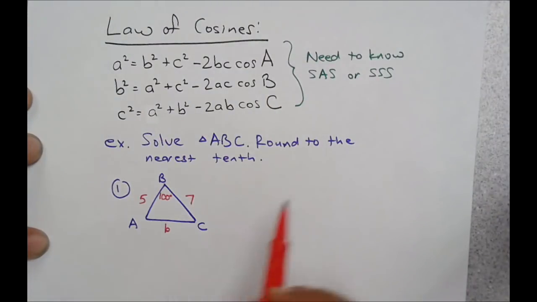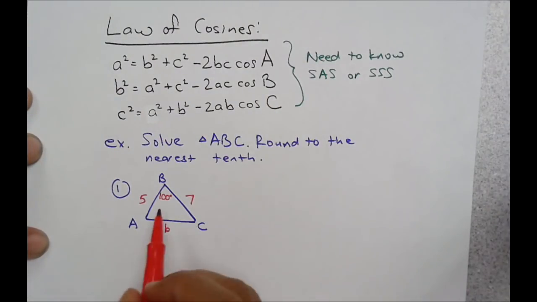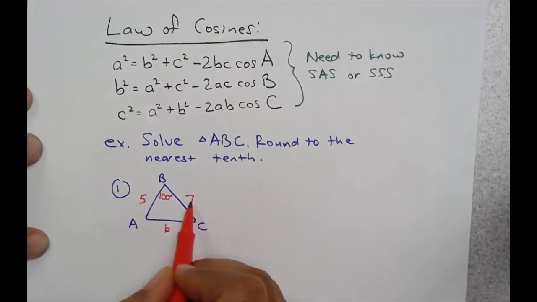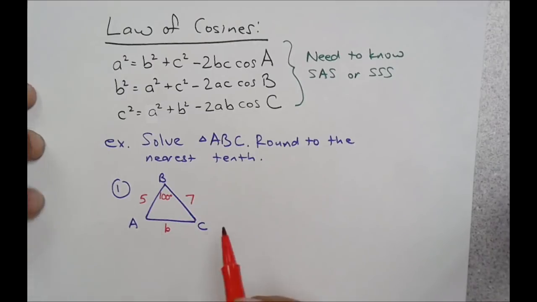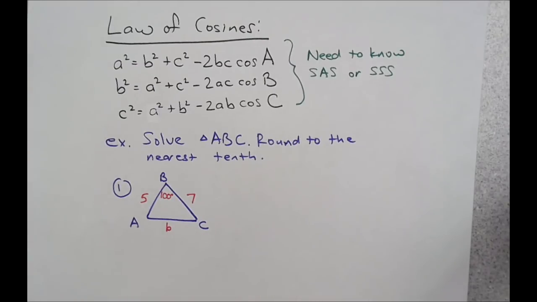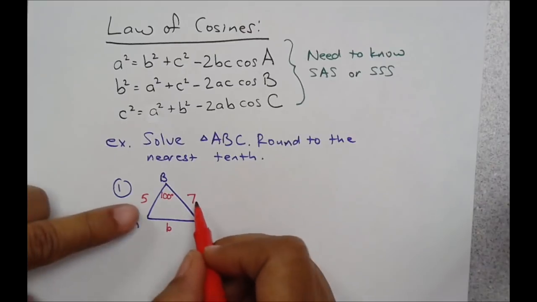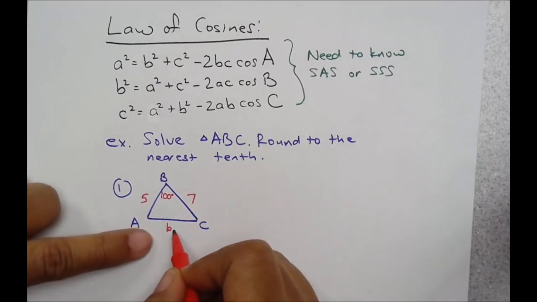Okay, so here we have an example. We're going to solve the triangle rounding to the nearest tenth. We have 100 degrees. This side we don't know, which is B. We know this side is 5 and this side is 7. When it says solve the triangle, it means that we're going to solve for all the pieces, all the angles, and all the sides. We actually have to start with solving for a side. I have two sides. I have to find the third.